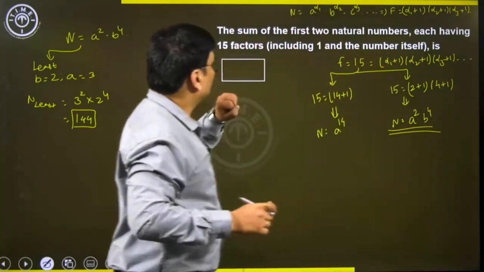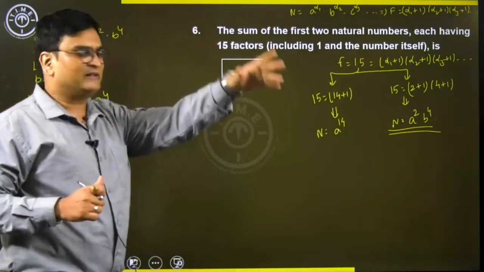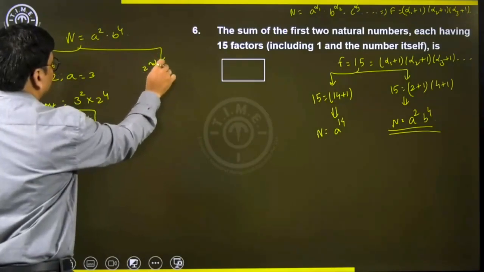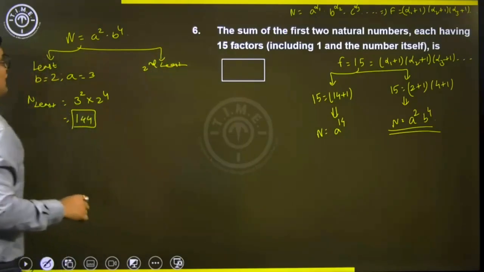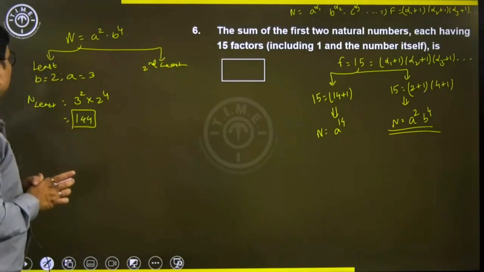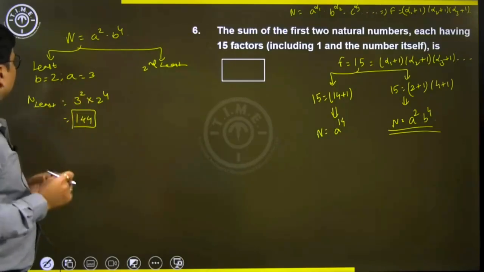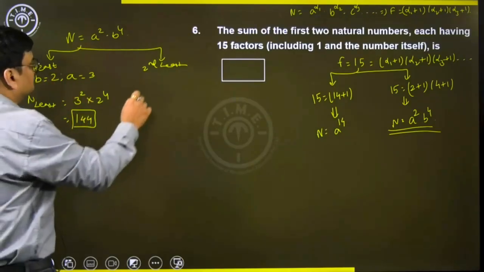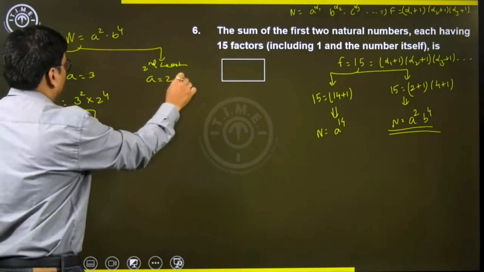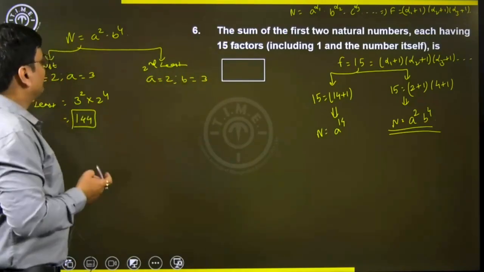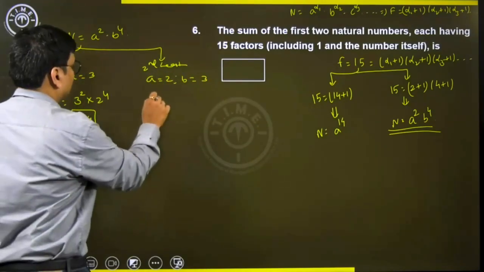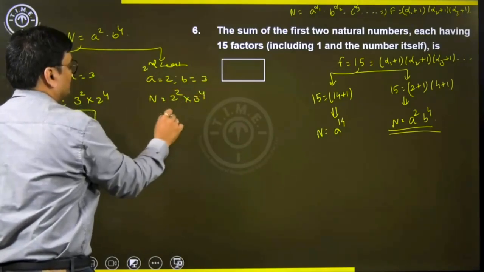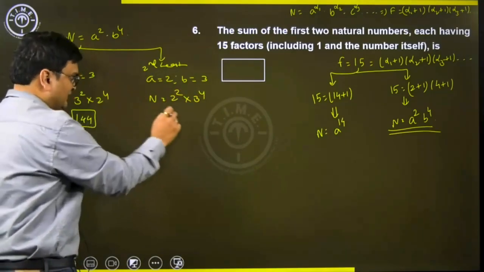But the question is not just about the first. He says first 2 natural numbers. We need to find out the second least also. What is going to be the second least number? How do we get to that? So probably we should put, let's think. If I put a equal to 2 and b equal to 3, let's see what happens. If I put a equal to 2, the value of n will be 2 square into 3 power 4. So this is 4 into 81, which will be 324.